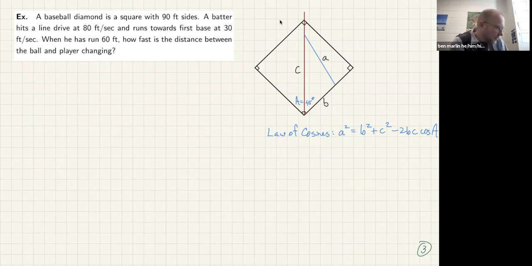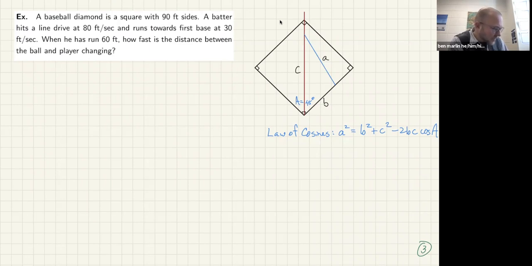Okay. So a batter hits a line drive. Line drive means that it goes right up the middle. So those are super duper dangerous to pitchers. If they get hit in the head with one of those, it can end their career.